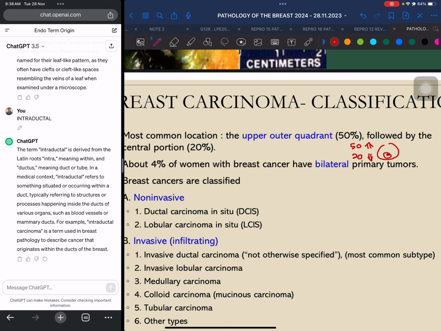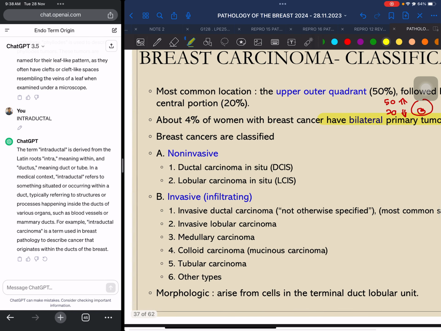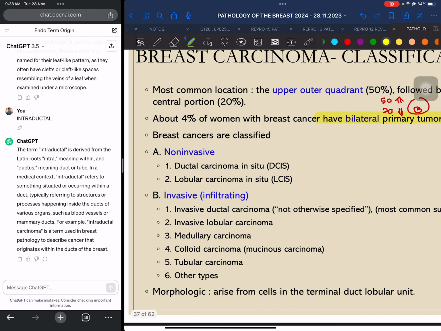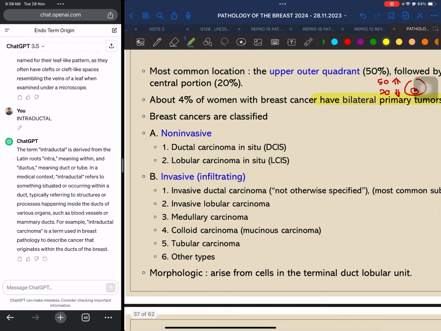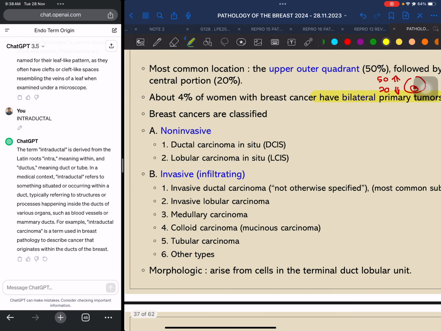Okay, so classification of breast cancer. Normally they are located in the upper outer quadrant. About 4% of women have bilateral tumors. They are classified according to their invasiveness. You have non-invasive, which is called ductal carcinoma in situ. In situ means they do not cross the basement membrane.